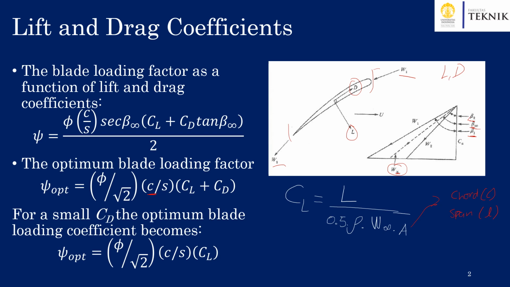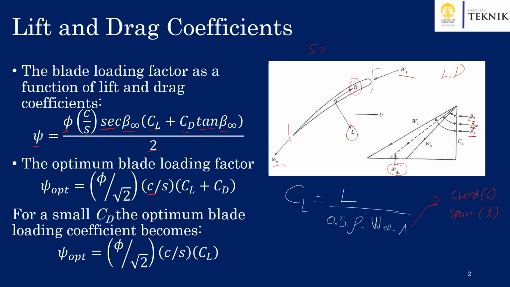And we can combine the lift and drag coefficients with the blade loading factor that we just learned previously. We can write the blade loading factor, or psi, as phi multiplied with the ratio of C and S, where C is the chord and S is the gap width of one blade passage, multiplied with the secant of beta infinite, multiplied with the lift coefficient plus the drag coefficient multiplied with the tangent of beta infinite, divided by 2.